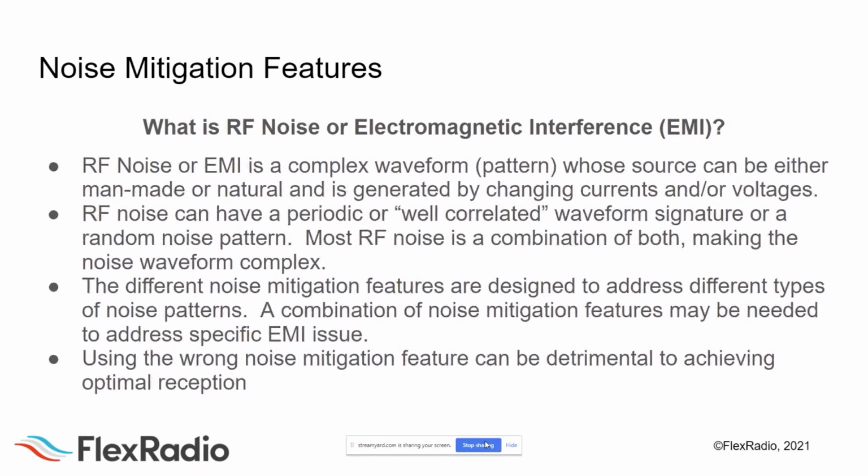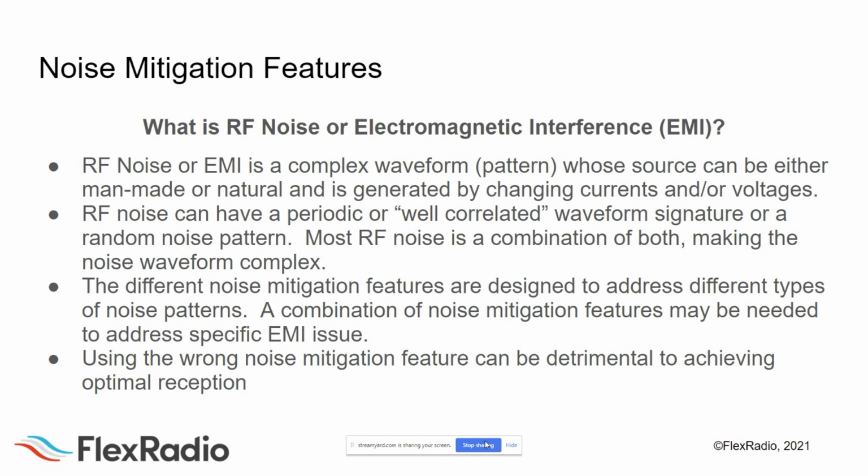What is RF noise or electromagnetic interference, or EMI? RF noise, or EMI, is a complex waveform, which is a pattern, whose source can be either man-made or natural, and is generated by changing of currents or voltages. So that's the technical term of it. RF noise can have a periodic or a well-correlated waveform signature, or it can have a random waveform.